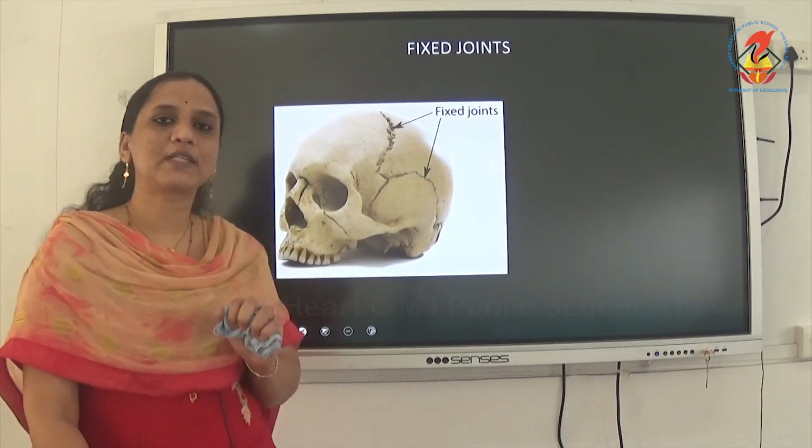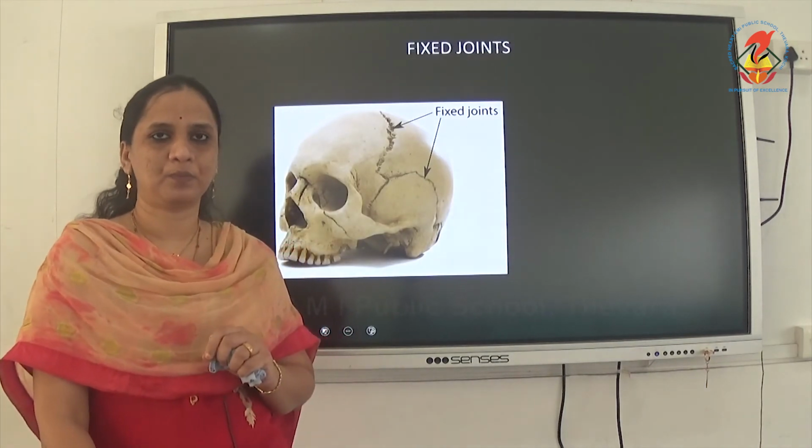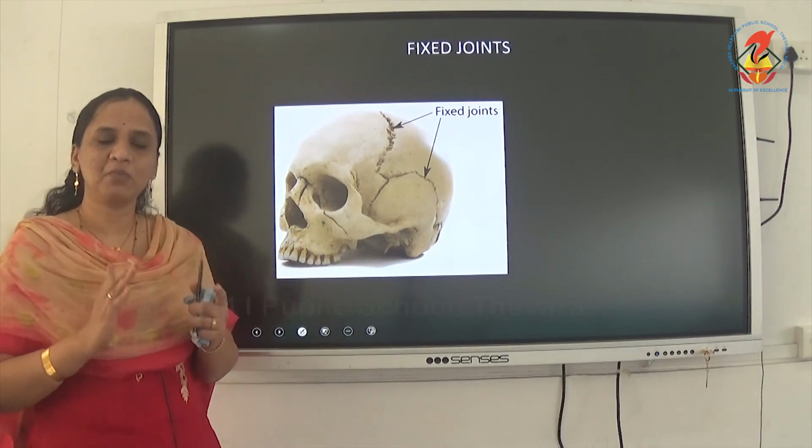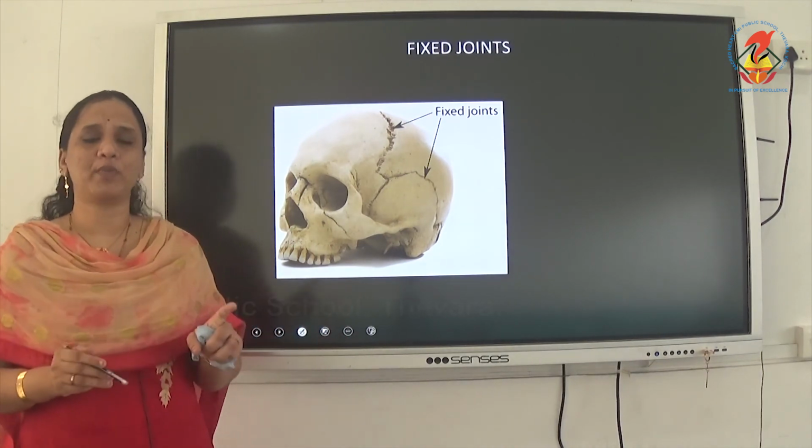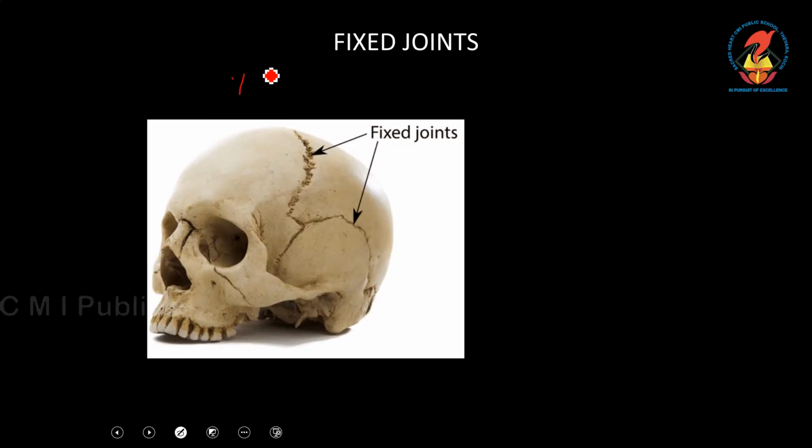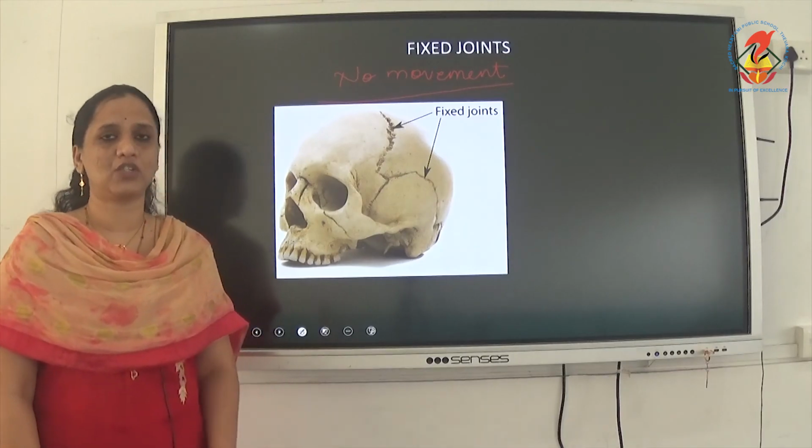Next, you have your fixed joint, that is in your skull. Is there any movement possible here? No movement is possible in your fixed joint. It does not move at all. So, that is your fixed joint.